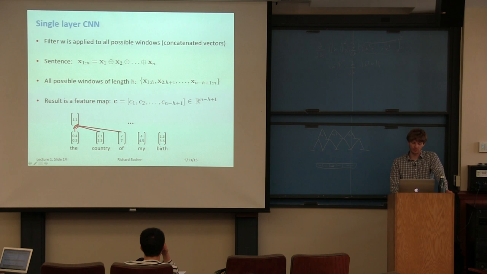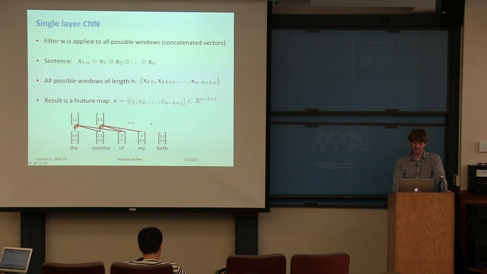So C, the bolded C here, will be a feature map of all the different Cs that we have. Now this will be an R to the n minus h plus 1 dimensional vector. And if you're very observant, you'll notice that we can compute these very easily with this definition for the first couple, until we get close to the end. And then what do we do to compute the last vector with this definition? The answer is we'll just assume they're zero padded.